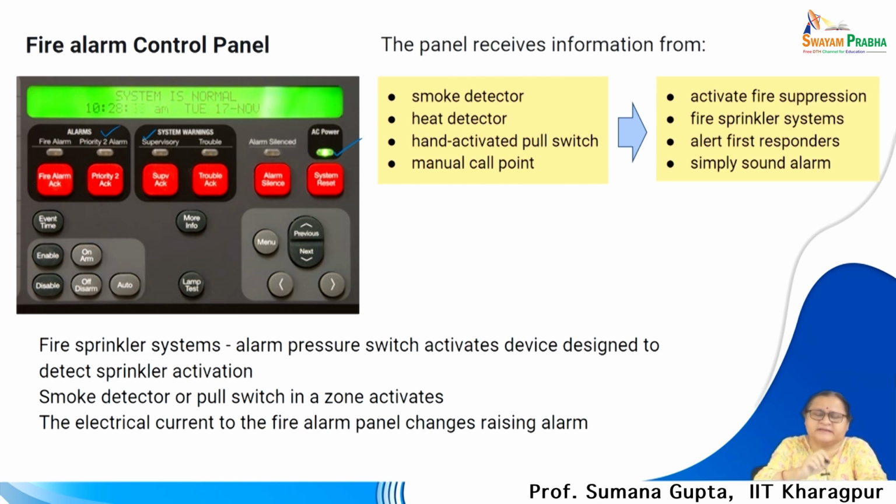Although the integral system within the building, if it is a sprinkler system, activates and starts taking its action. So, smoke detector, heat detector, hand activated pull switch, manual call point, all can activate fire suppression. Fire sprinkler system can alert first responders and simply sound the alarm. All these can happen through the panel when it receives information of a fire.